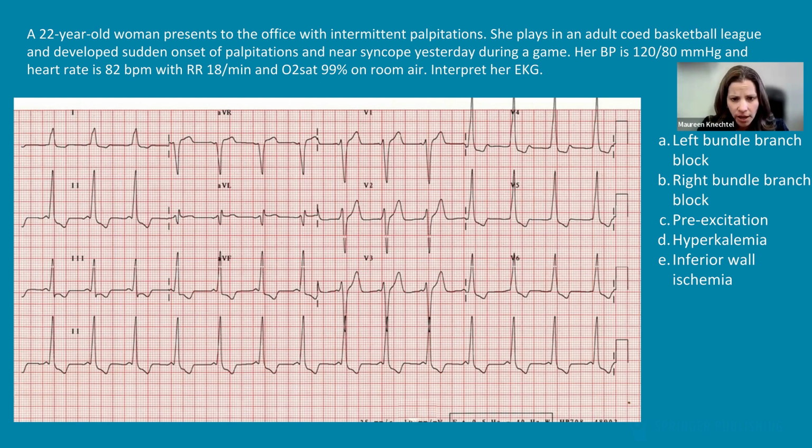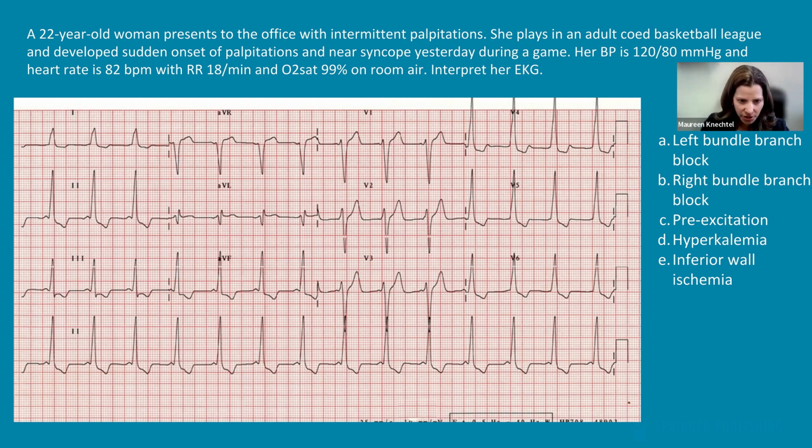Now, the most commonly chosen answer was hyperkalemia. Remember, hyperkalemia is going to be peaked T waves. So we don't really see that here. The T waves are going to look really, really big, usually as big or bigger than a QRS complex. So that is pre-excitation. Why do we care about pre-excitation?